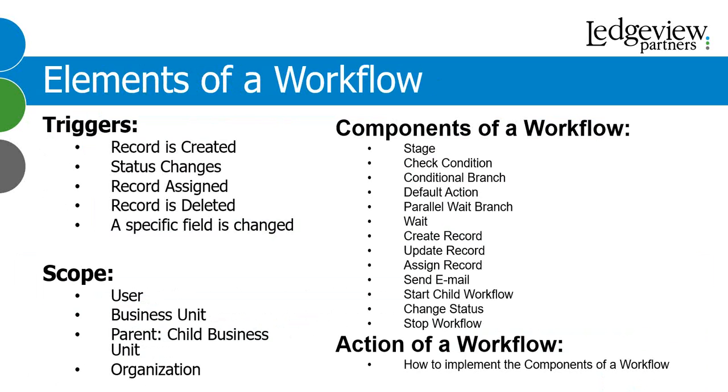A workflow can also create a record, any type of record. It can update any related record. It can assign a record to another user. It can send an email. It can start a child workflow. A child workflow is usually used to perform a task outside the original selected entity. We're going to touch on this in a question a little bit later on. You can change the status. So you can change the status of an entity to won or lost, or from qualified to open. And then you can simply stop as succeeded or canceled.